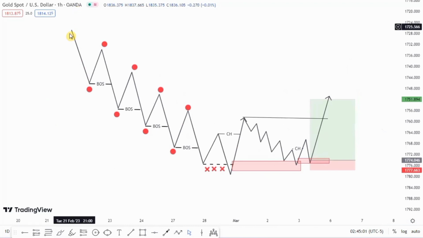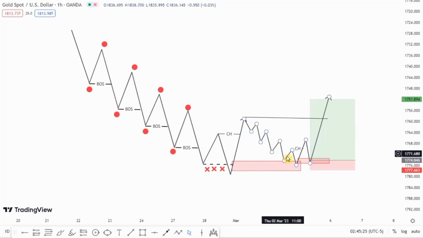So now I've done the inverse of what we were looking at. What we are looking at here is a downtrend. Why is it a downtrend? That's the second question. It's a downtrend because we can clearly see lower lows and lower highs respectively. And now what we're looking at is a change in character, and then the market is creating lower lows and lower highs.